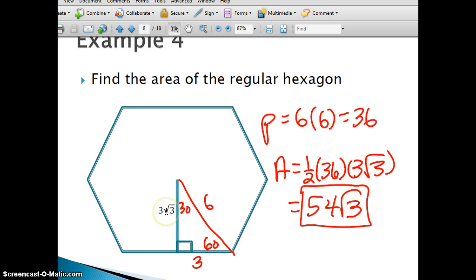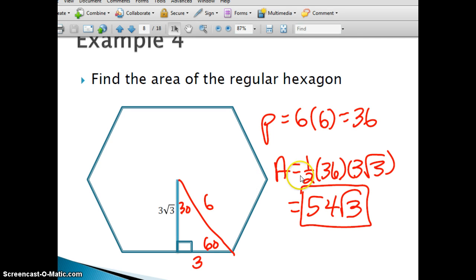So I have my x root 3. I can find my x. It's the one across from 30. My entire side is 6. So I take 6 because that's what each side is, and there are 6 of them. So I multiply 6 by 6, and I get 36. That's my perimeter. My apothem was given to me. It's 3 root 3.